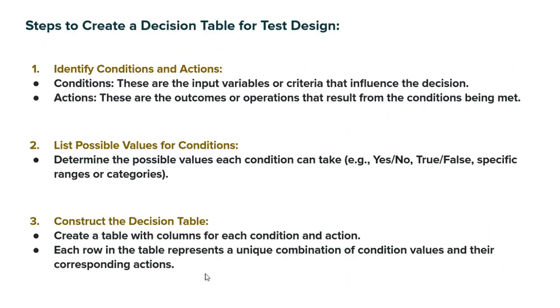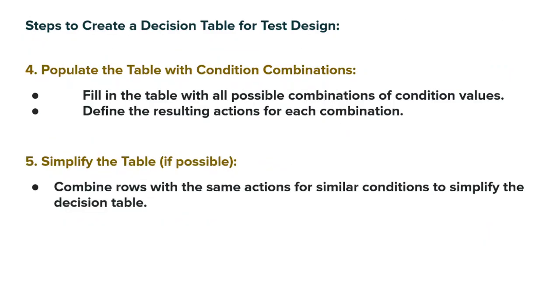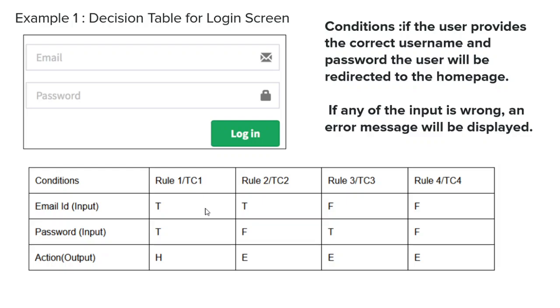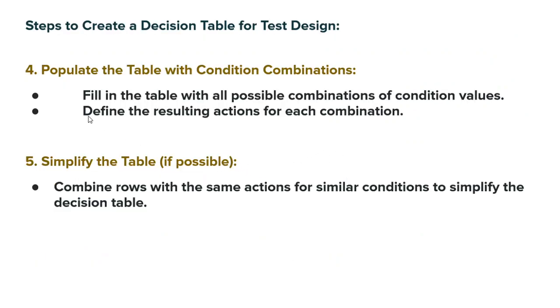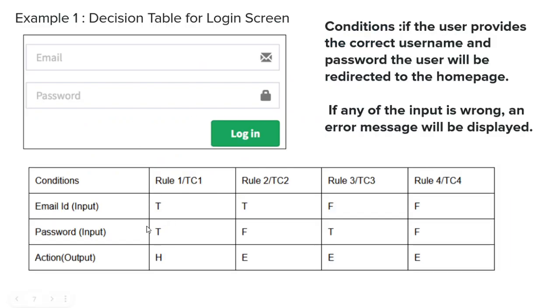And after constructing a decision table, what is the next step? We have to populate the table with condition combinations. So we have populated the table with combinations and conditions. So we have to populate all the conditions and combinations. And then define the resulting action for each combination. So for each combination, we have to define the result. We have to define the action here.